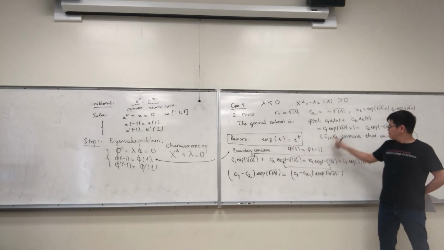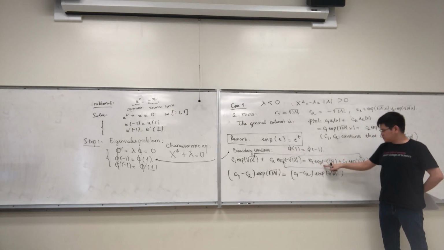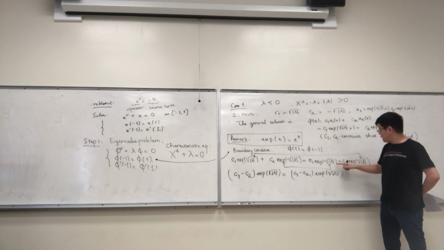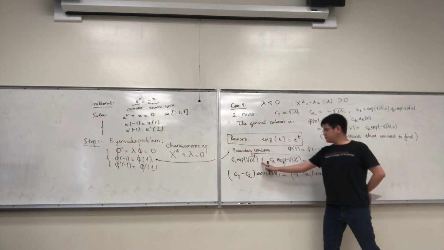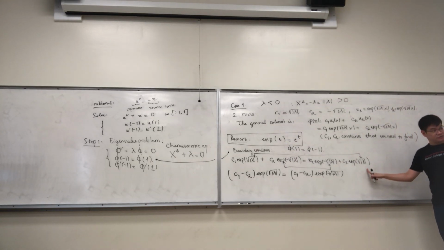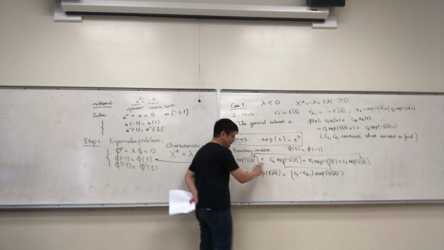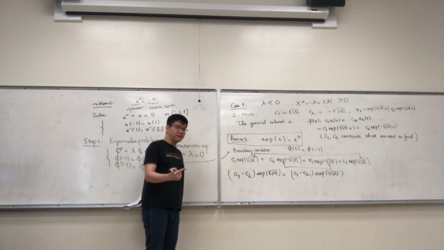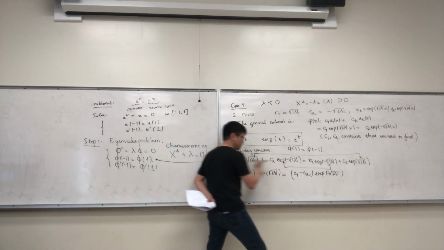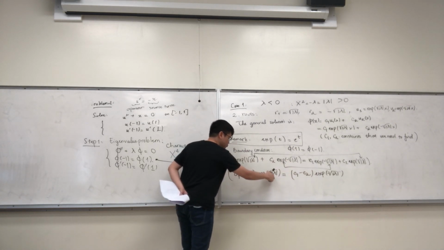So phi of minus 1: I replace x by minus 1, so I have c1 exponential of minus square root of lambda, and here I have c2 exponential of square root of lambda. All right? So I have this equation, and I want to find c1 and c2. I see that here I have exponential of square root of lambda, and here I have exponential of square root of lambda. So I group them together. I have c1 minus c2, and I put this term to the left hand side. I have c1 minus c2 exponential of square root of lambda.